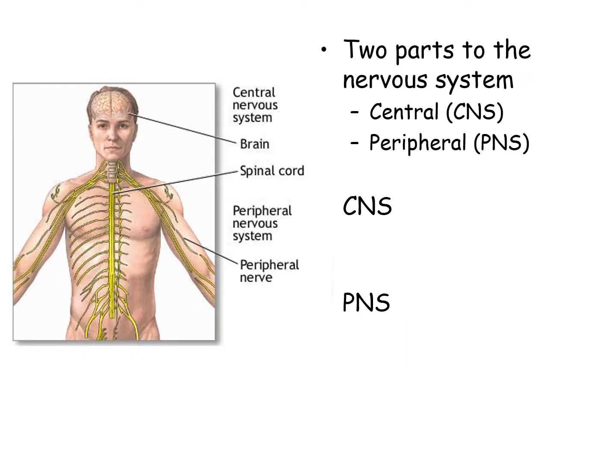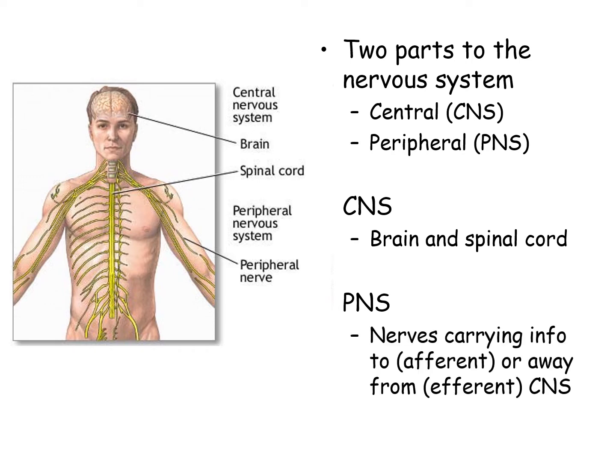So, some basics. There are two parts of the nervous system as far as we are concerned. There's the central nervous system, which is your brain and spinal cord, and the peripheral nervous system. This is the nerves carrying info to, which we consider to be afferent, or away, efferent. A good way of memorizing that: away, efferent, exit, okay? So away from, which would be our efferent nerves and our efferent signals from the CNS, our brain and spinal cord, okay?